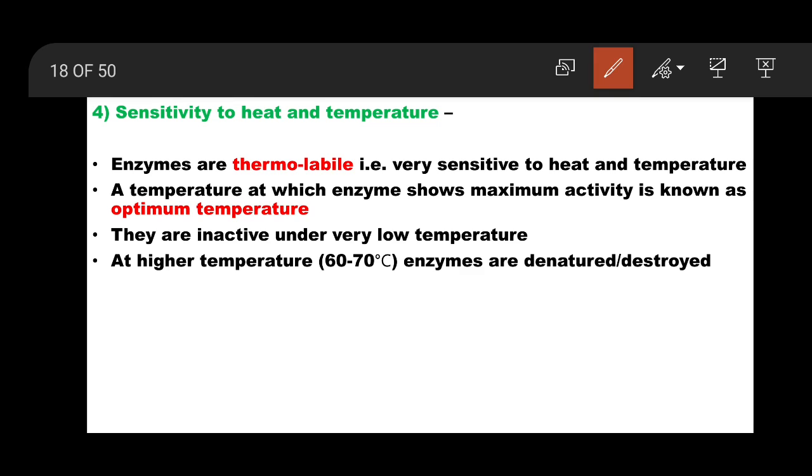At higher temperature, that is, at 60 to 70 degrees Celsius, enzymes are denatured or destroyed. Enzymes are destroyed at this temperature.